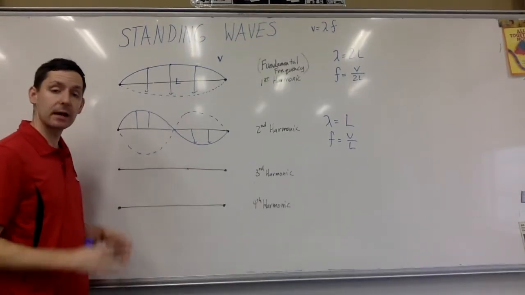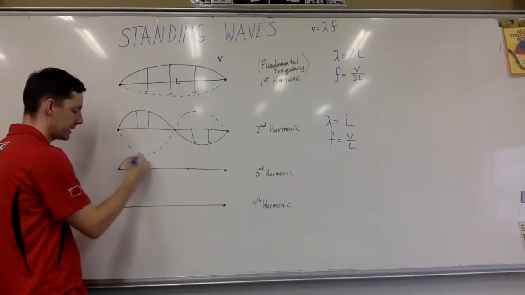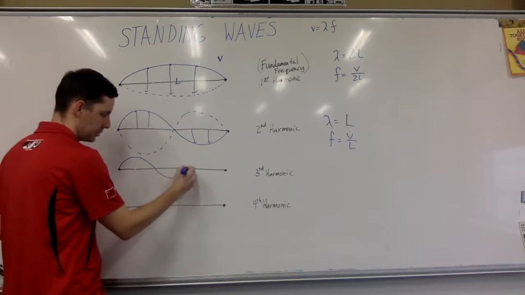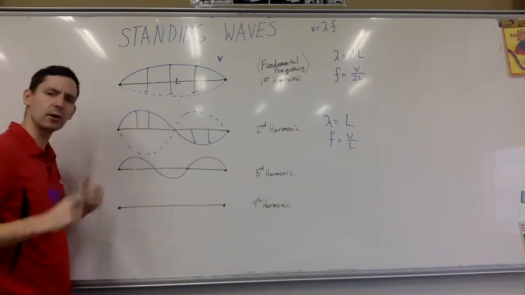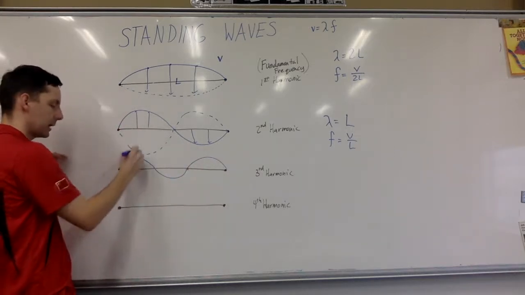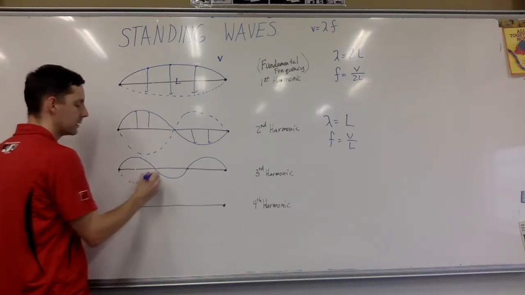We get to the third harmonic, and it's going to be very similar. We now have three antinodes, right? 1, 2, 3. Great. Most of you are comfortable with this idea by now. Noting, again, that it goes up and down.